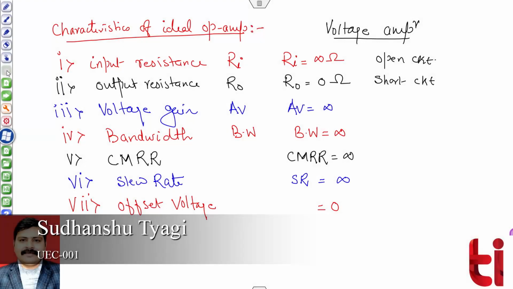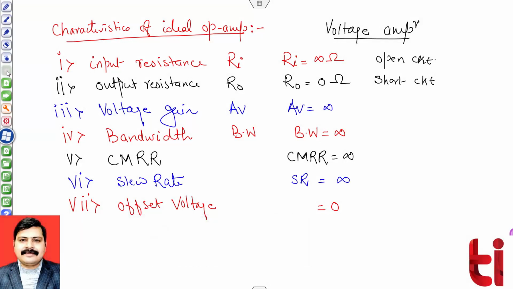Welcome to course UEC 001. In the previous module, we were talking about operational amplifiers, where we have seen several aspects. Now, in this module, we will discuss in detail the two terms CMRR and Slew Rate, which we discussed briefly in the previous module.